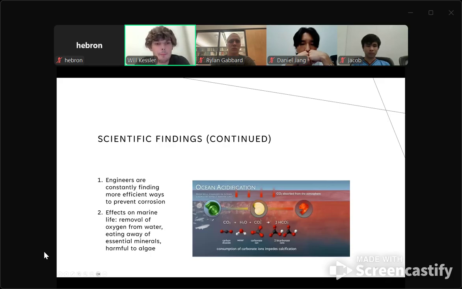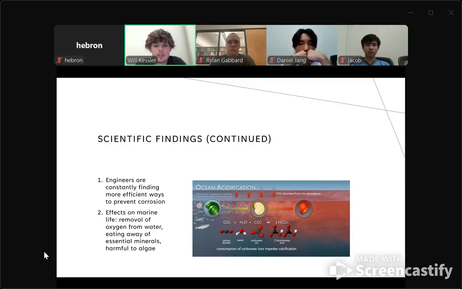A couple of our other findings were that the process of corrosion creates different acids, which are very harmful to marine life. You can see on the chart in the presentation that the consumption of carbonate ions creates carbonic acid. This can start killing off microorganisms, which starts a chain reaction in an ecosystem. It's harmful to fish and can throw off the balance. It starts down at the level of microorganisms, and it can work its way up.